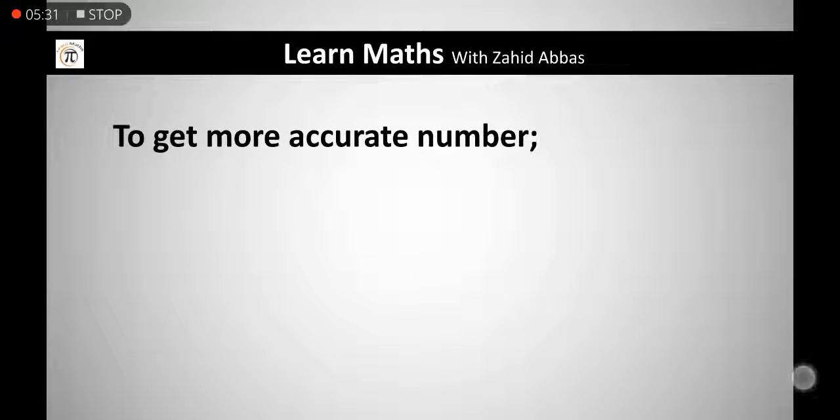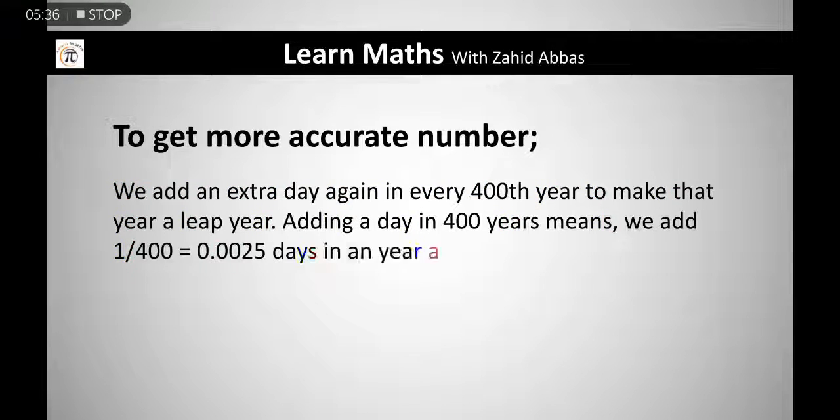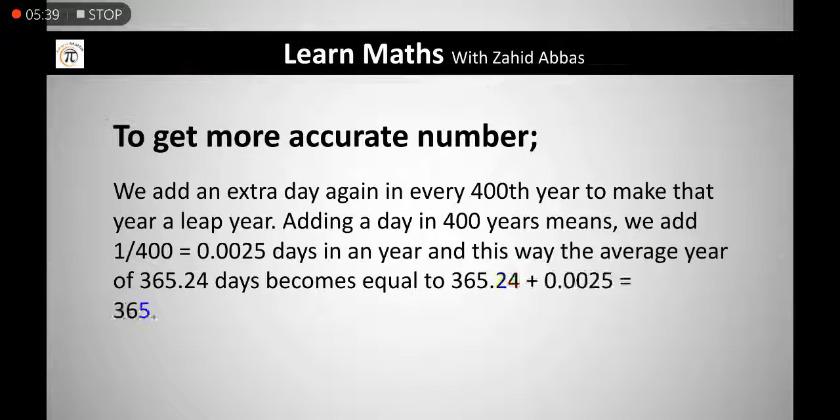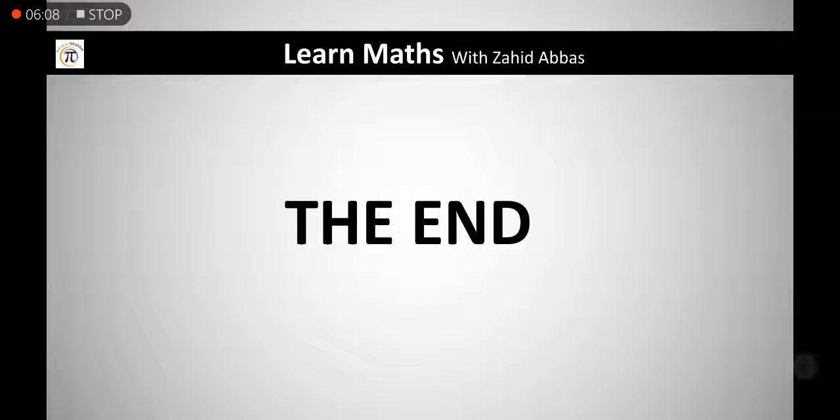To get a more accurate number, we add an extra day again in every 400th year to make that year a leap year. Adding a day in 400 years means we add 1 by 400, that is equal to 0.0025 days in any year. And this way the average year of 365.24 days becomes equal to 365.2425 days, which is more closer to the actual average year of 365.242375 days. And this is the end of this video.